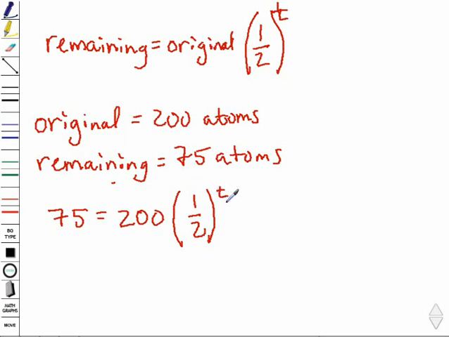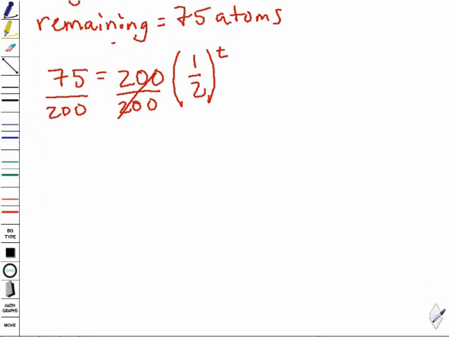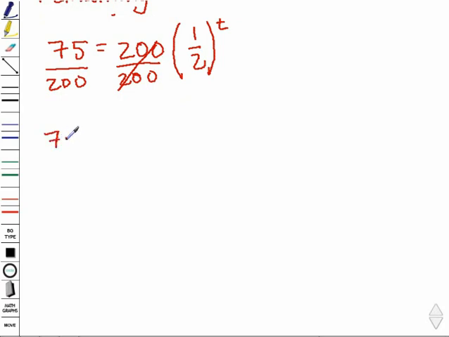Well, we're going to try our best to get this t by itself on one side of the equation, so we have to first divide both sides by 200 atoms, so that it cancels on the right. So we are left with 75 atoms over 200 atoms equals 1/2 to the power of t. Now, because our variable is in the exponent, we have to use the natural log. So we have to take the natural log of both sides of our equation.